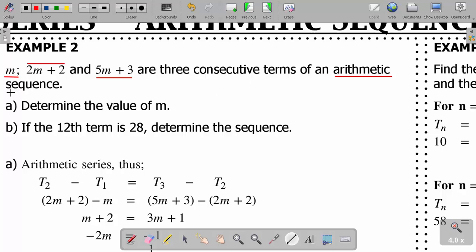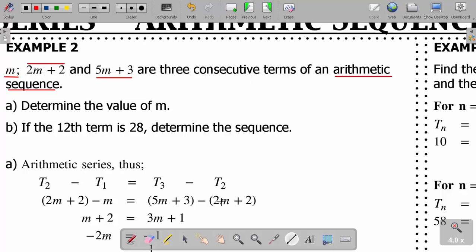So for me to get the value of m, I'm going to use t2 minus t1 equals t3 minus t2. Then I can get my value of m like this. So what's my t2 here? You can see it is 2m plus 2. What about t1? It is m, that's minus m here, equals t3, which is 5m plus 3, and then minus t2, which is 2m plus 2.